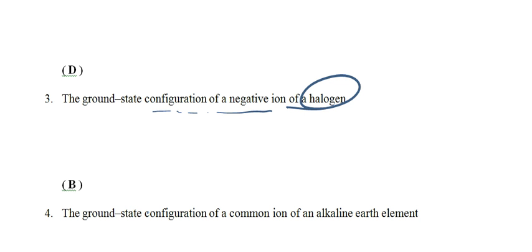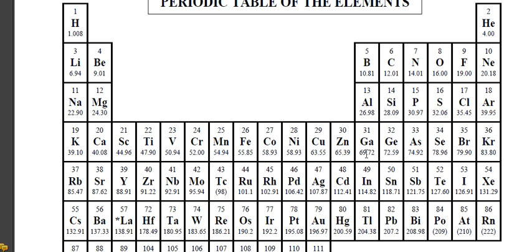All right, number 4, the ground state configuration of a common ion of an alkaline earth metal. What did I just say? It is isoelectronic for an ion to have a charge. It'll have the same electron configuration as its nearest noble gas. So when we look at the elements in group 2A, or alkaline earth metals, these will all have the same electron configuration as its nearest noble gas.